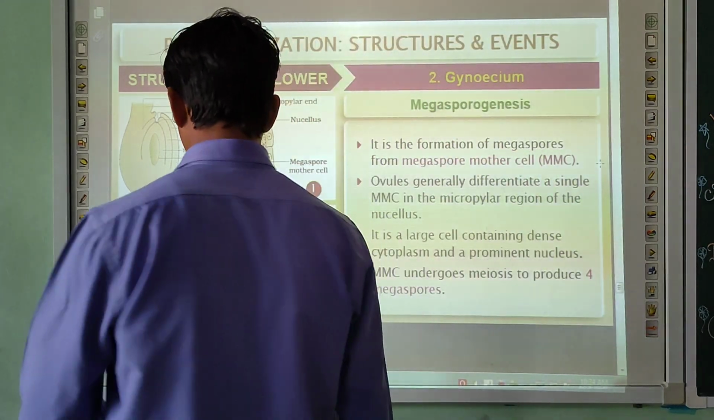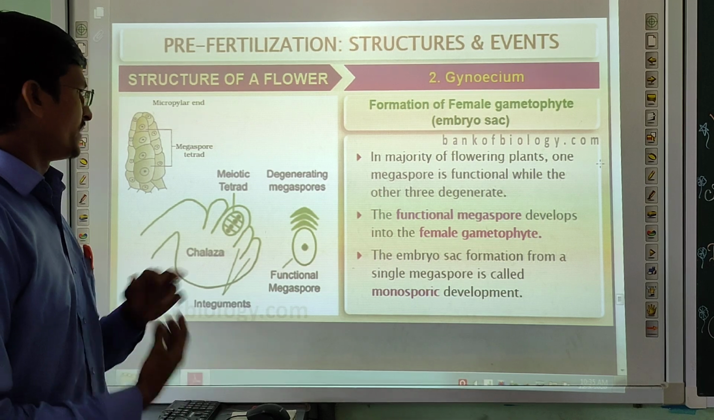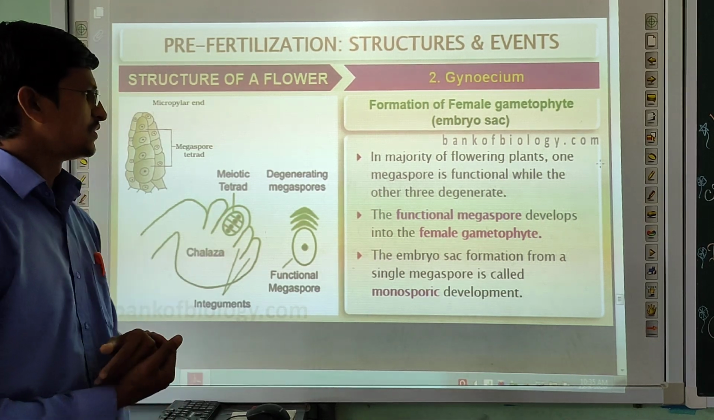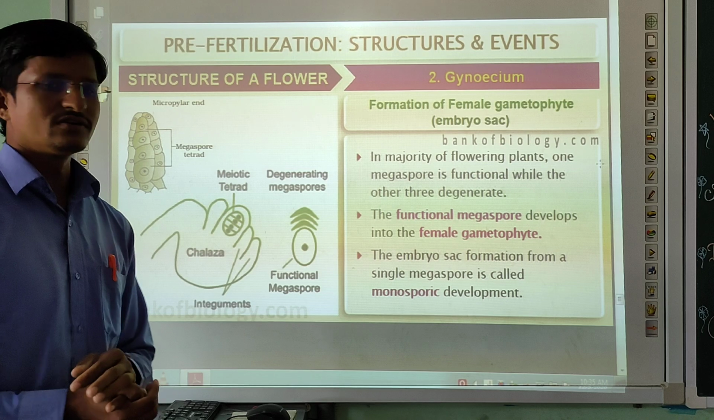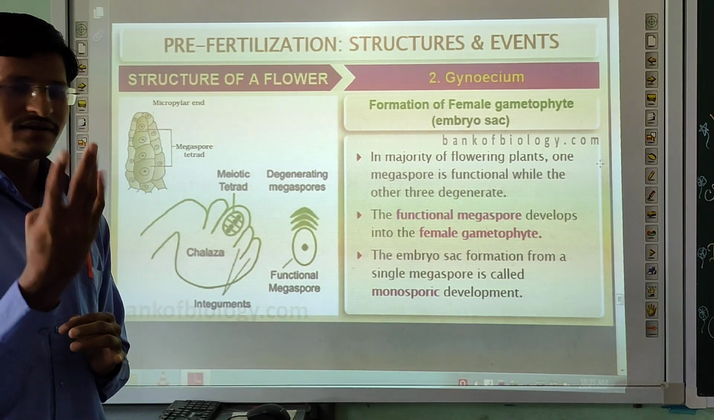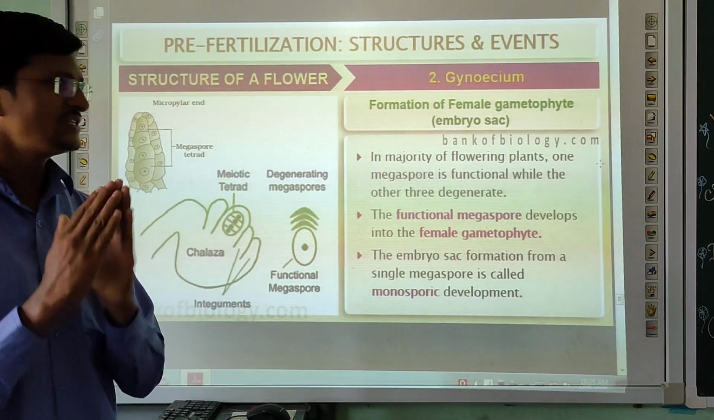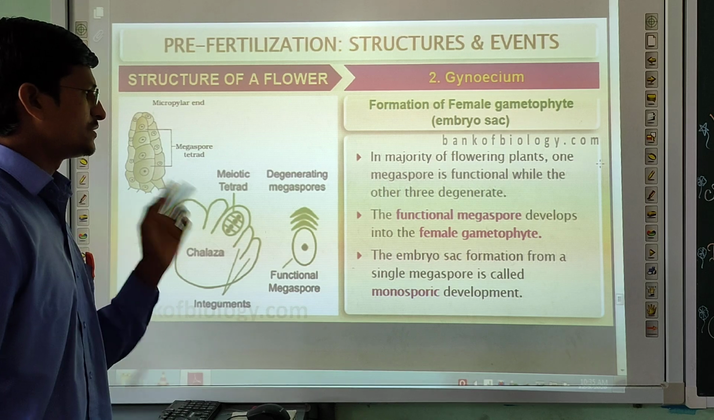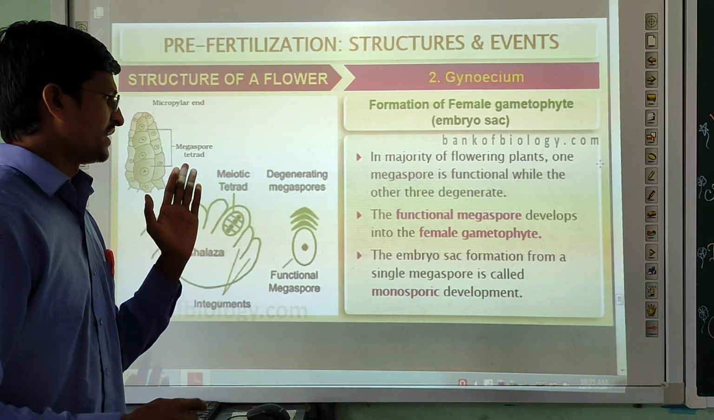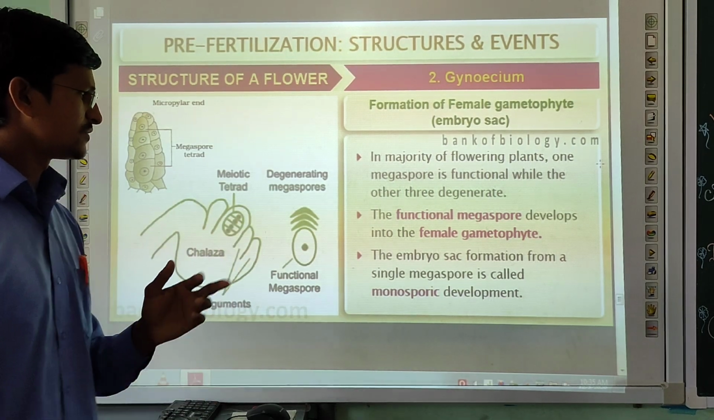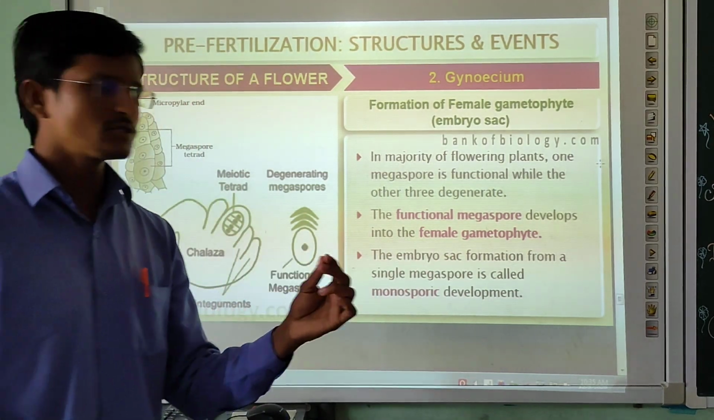So here the meiosis process will be carried out, and then the embryo sac. In the majority of flowering plants, 1 megaspore is functional while the other 3 degenerate. Okay, 4 are there but only 1 is functional and 3 will be degraded. The functional megaspore develops into the female gametophyte, and embryo sac formation from a single megaspore is called monosporic development. Single will be there, so it is called monosporic.